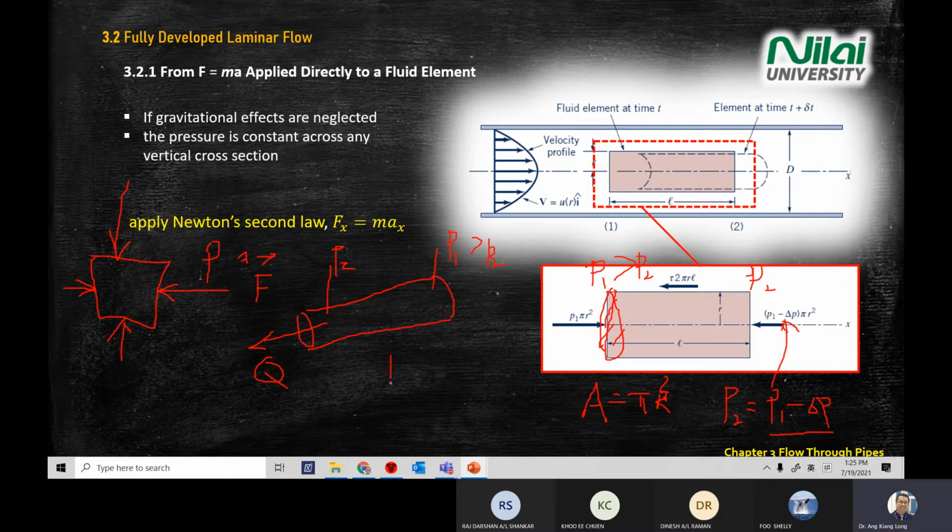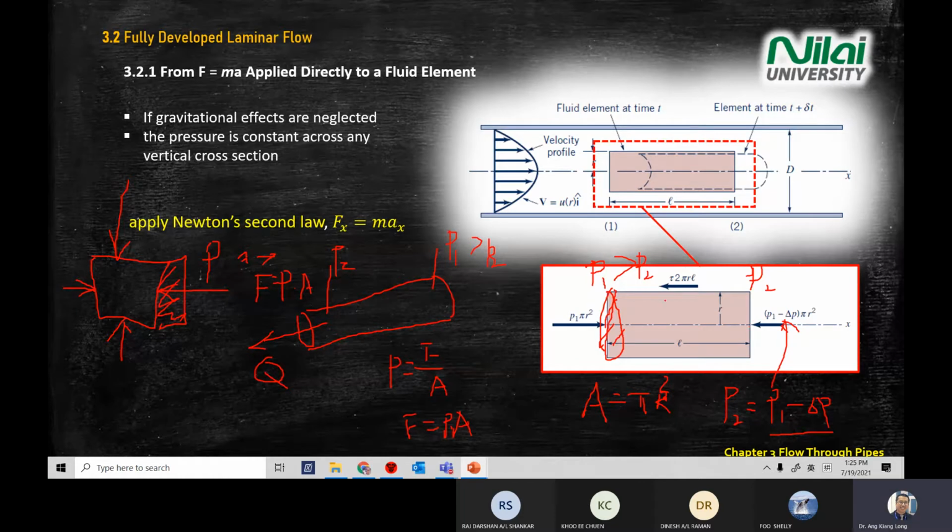you take the pressure definition, force divided by area. To calculate force, you take pressure times area. So convert this pressure into force: you take pressure times area. What is the area? This area. The pressure acts on the area. Same with this one, and the arrow is pointing to the left.